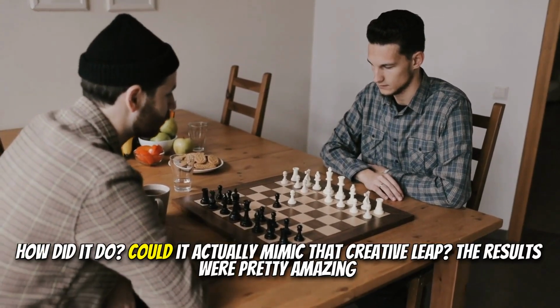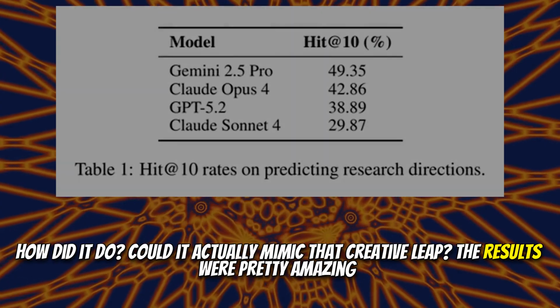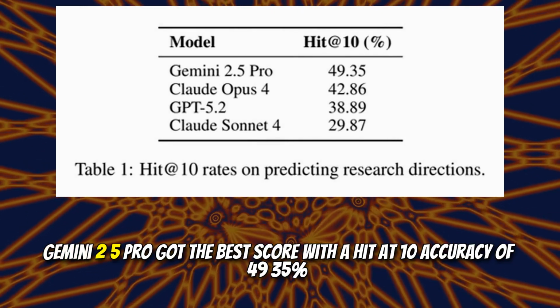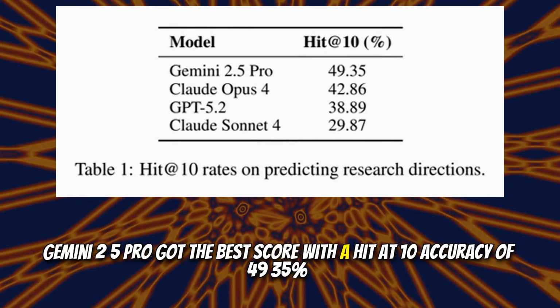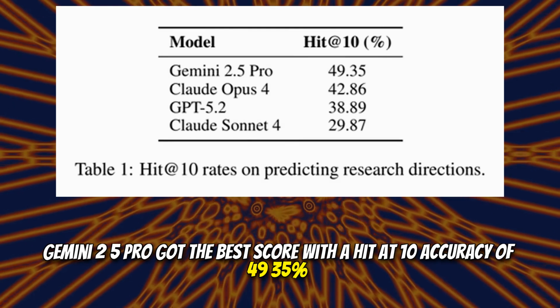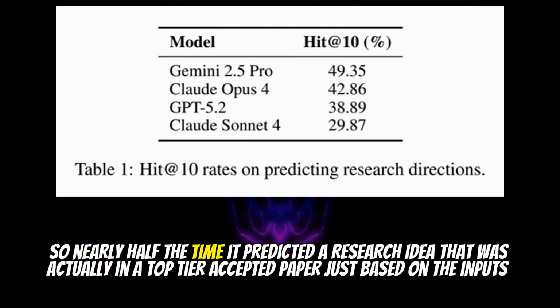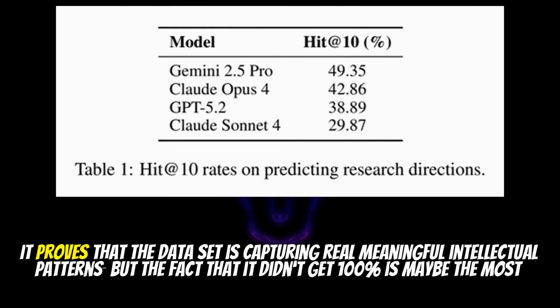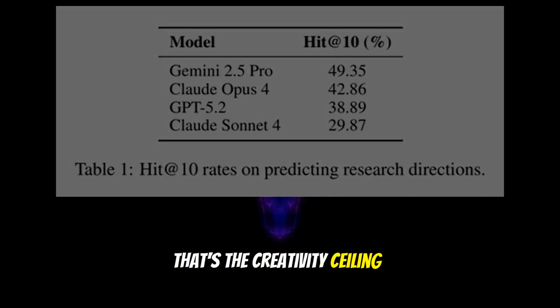How did it do? Could it actually mimic that creative leap? The results were pretty amazing. Gemini 2.5 Pro got the best score with a hit at 10 accuracy of 49.35%. So nearly half the time it predicted a research idea that was actually in a top-tier accepted paper just based on the inputs. Yeah, it proves that the dataset is capturing real, meaningful intellectual patterns, but the fact that it didn't get 100% is maybe the most important part. That's the creativity ceiling.